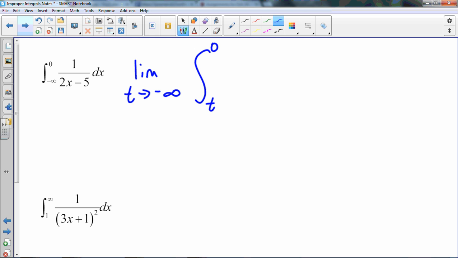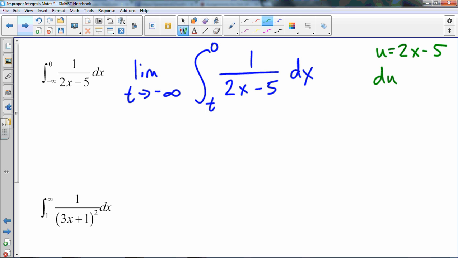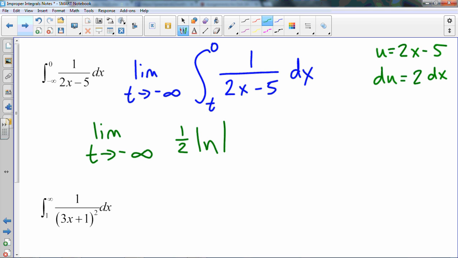We're going from t to 0 of 1 over 2x minus 5 dx. Then we integrate. So the integral of that, remember all of our partial fraction stuff from earlier? We'll do a little u substitution in our head, which means the du is going to be a 2 dx. We're going to need an extra half, but we're going to get lots of natural logs when we have things like this. So the limit as t goes to negative infinity, we're going to have a 1/2 natural log absolute value of 2x minus 5 from t to 0.